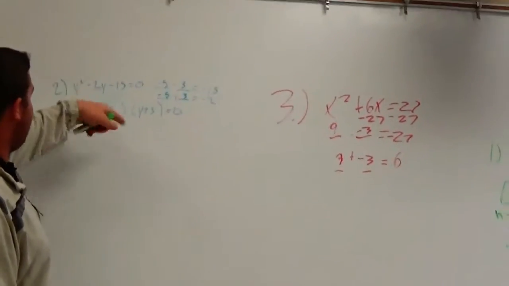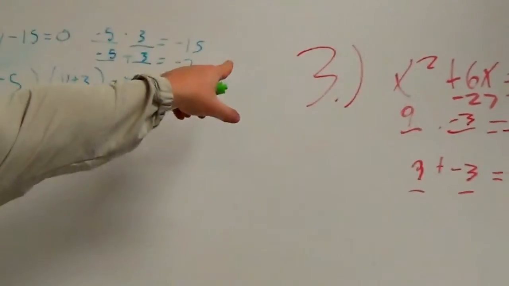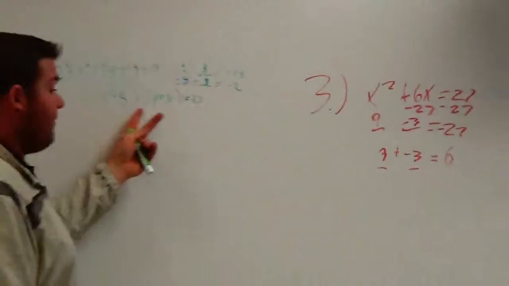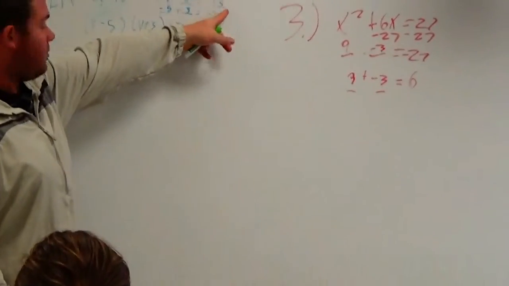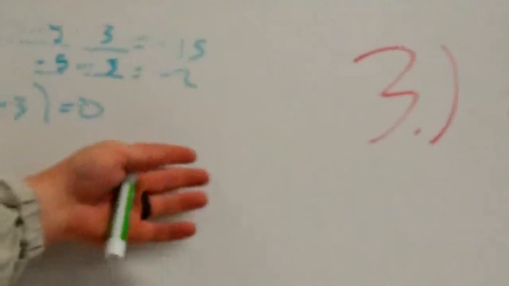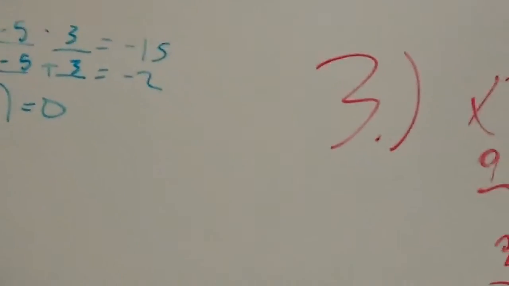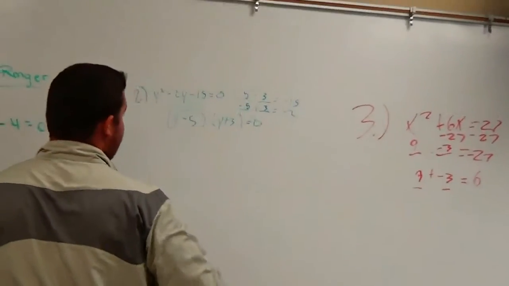Alright, number 2. Number 2 says we need two numbers that multiply to give me -15 and add to give me -2. Alright? -5 and 3, pay attention. Both of those multiply to give me -15 and add to give me -2. So once I get here, I use the zero product property.